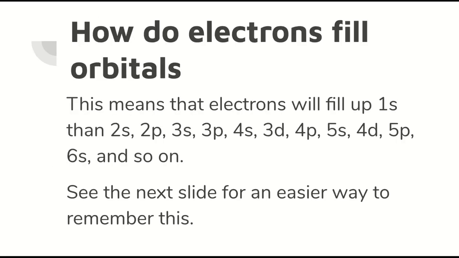So how do electrons fill the orbitals? Well, the electrons will fill up the 1s, then the 2s, then the 2p, then the 3s, then the 3p, then the 4s, then the 3d, then the 4p, then the 5s, then the 4d, then the 5p, then the 6s, and so on. So we're going to look over an easier way to remember this.